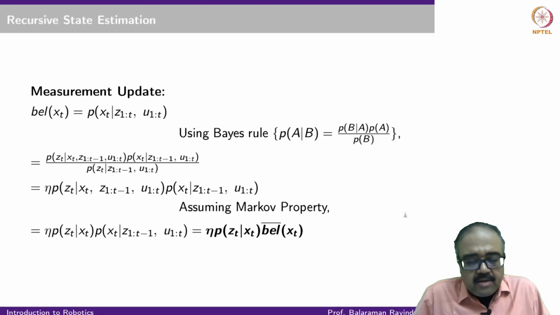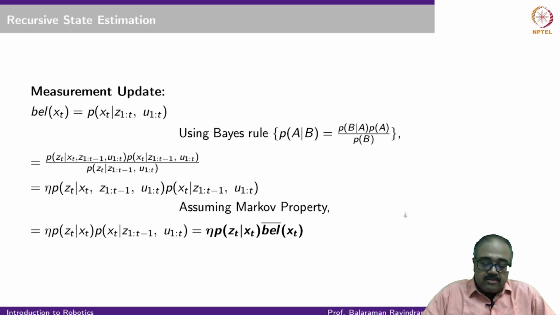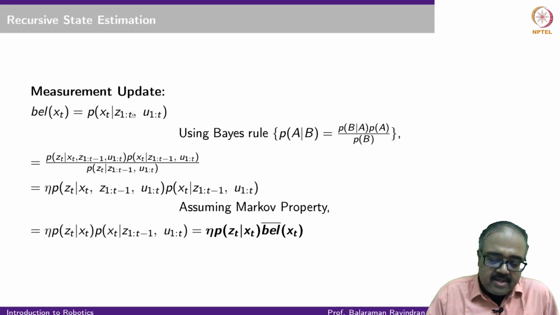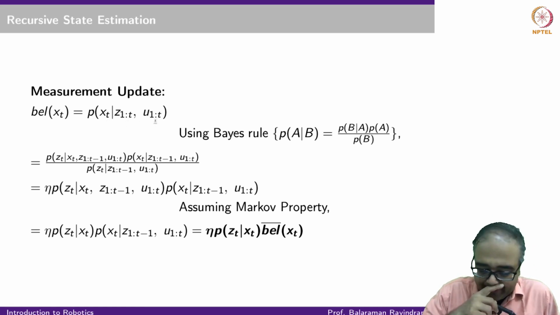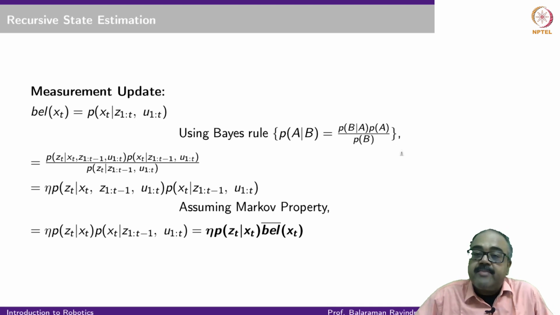Now once I have bel bar, the next thing would be to do the measurement update. Here in the measurement update, I go from bel bar to bel. So let's look at the bel definition again. Bel xt is p of xt given z1 to t, u1 to t. Now I'm going to use the Bayes rule. All of you are familiar with the Bayes rule: probability of a given b equals probability of b given a times probability of a divided by probability of b.